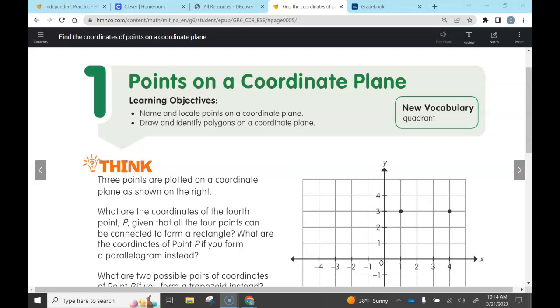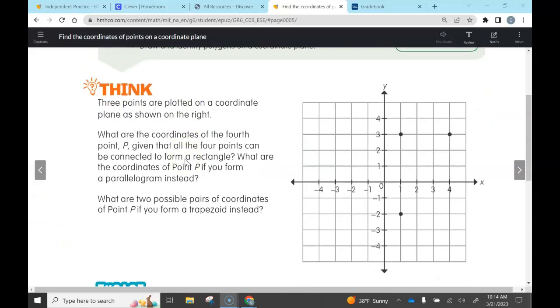Now what I would like for you to do is get out your Math in Focus book and turn to page 115, and we're going to go over a few parts of a coordinate plane. So let's turn to 115 and get out your pencil and also your math journal if you'd like to take notes. We're going to look at a few different parts of a coordinate plane.